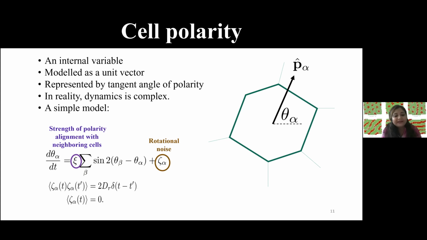So the tissue polarity dynamics depend on the ratio of the xi and zeta terms. If xi dominates, then the system will show an aligned behavior, and if the rotational noise term dominates, then the system will show very random polarity. And this is the polarity strength ratio. This is a number defined by xi and Dr term, which we will look at later on to see how this ratio controls the pattern formation in the tissues.